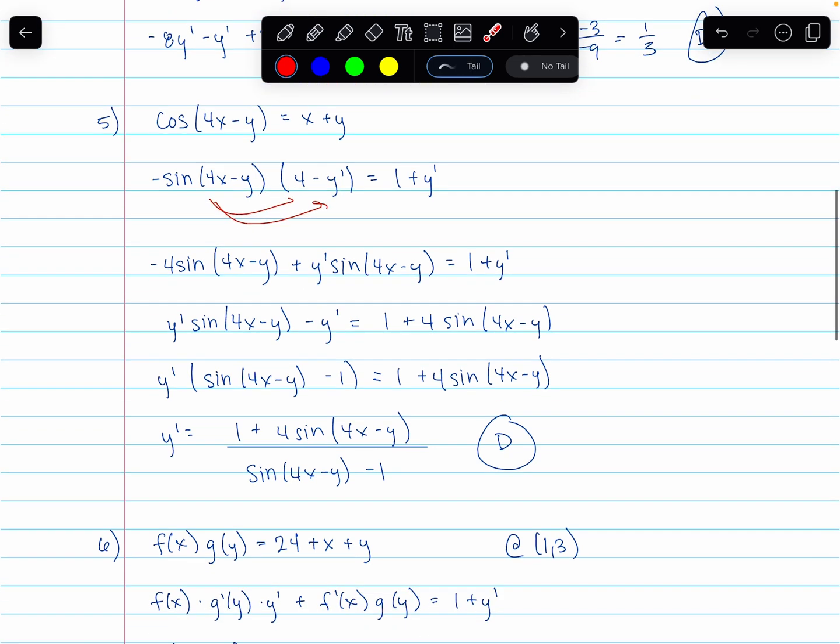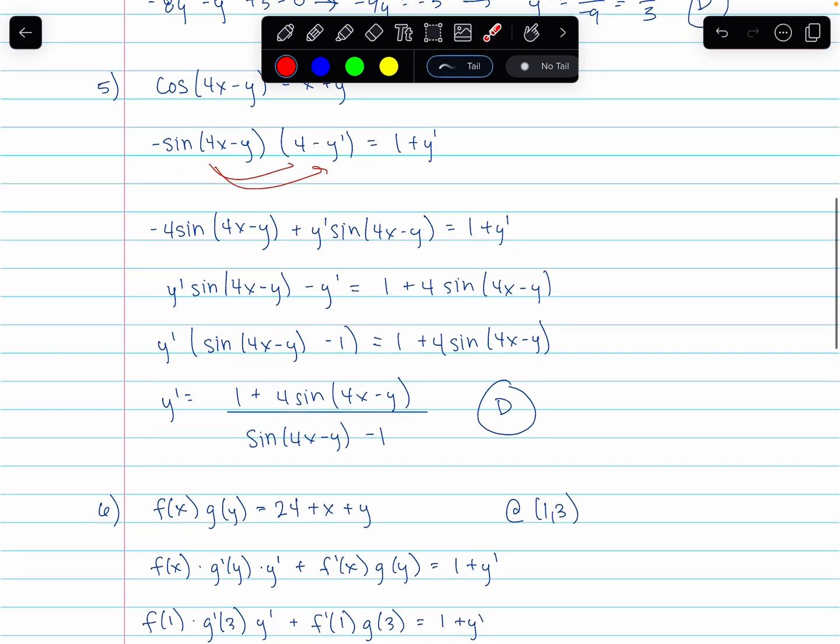So if I do that, that will help me separate this y prime, which can then be grouped with other y primes. So I distribute this negative sign of 4x minus y to the 4. That gives me -4 of that. Then that's going to give me plus y prime times sine of all that. And then I have this term that has a y prime and this term that has a y prime. So I'm going to subtract this y prime over here, and I'm going to add this expression over there. And that's how I get this right here.